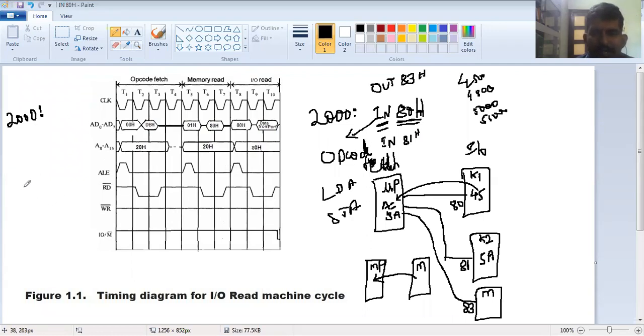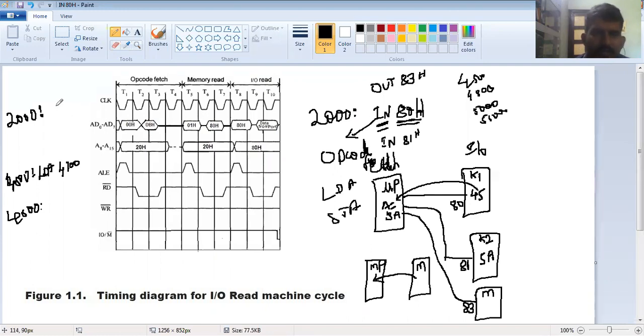Otherwise, I will ask like this. Consider 4500 with LDA, and something called 4700. At 4500, what will be available? Yes, Kannan, you are right. Yes, Hiba. The same thing I am asking here: at 2000, what will be available? At 4500, the LDA machine code is available. Similarly, at 2000, the IN machine code will be available. IN is an opcode fetch.